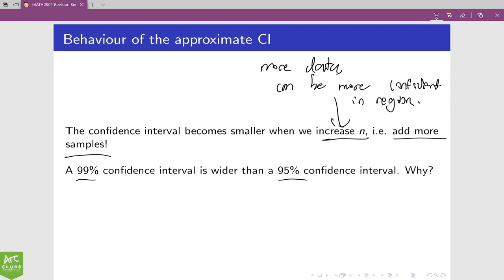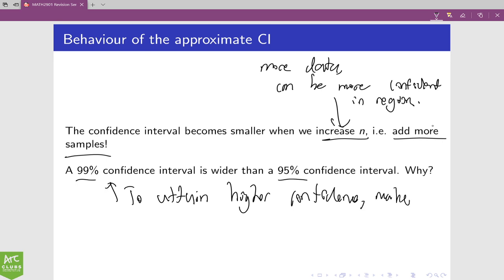So a 99% confidence interval is wider than a 95% confidence interval. Well, that's really just because to attain higher confidence, you just make your region bigger. Make the region bigger, right? Because if your region is bigger, then it's more likely that the true value is going to be within the region. Obviously, you don't want to make it too big because it's meaningless. So you need to strike a balance between the two.